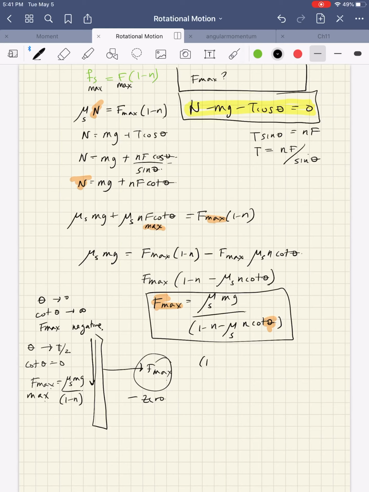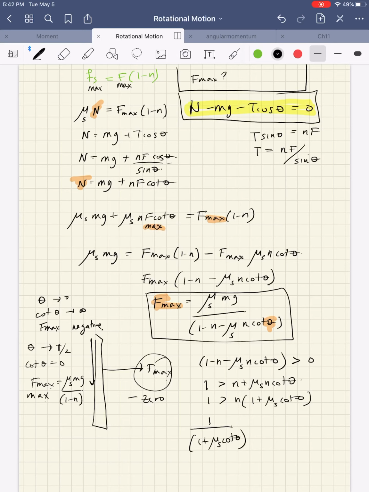So I concentrate on the fact that this denominator can't be 0, right? It's got to be greater than 0. You don't want it to be negative. And from that, you can get a condition that tells you that 1 is greater than n plus mu sub s n cotangent theta. Factoring out an n over here, you can kind of take a look at what n is doing. And n has to be less than 1 plus mu sub s cotangent theta.